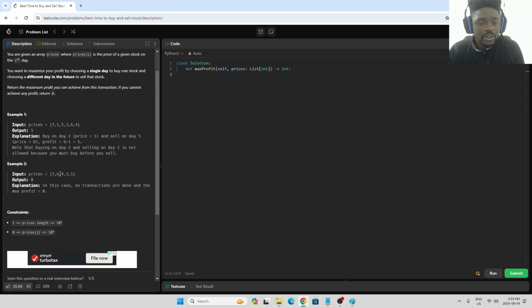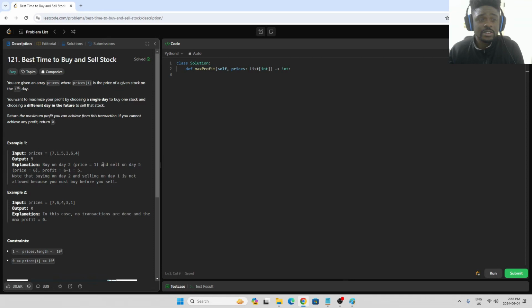And on the contrary, in example 2, we're given an array of prices of these 5 numbers, and in this case there is no possible way that we can buy and sell stock to achieve profit, because as you can see, all the numbers are essentially sorted in descending order. Thus, it's not going to be possible to achieve any profit. So in this case, we just return 0. That's basically the explanation of this question.